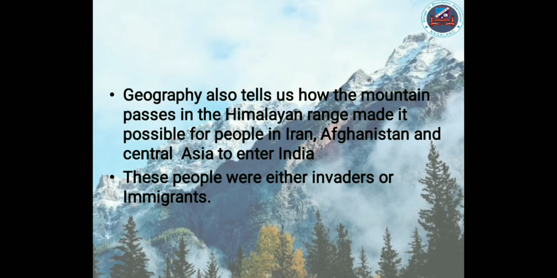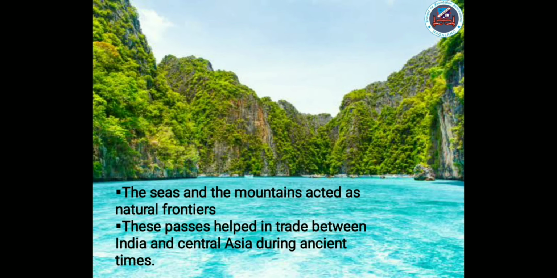Geography also tells us how the mountain passes in the Himalayan range made it possible for people in Iran, Afghanistan, and Central Asia to enter India. These people were either invaders or immigrants. The seas and the mountains acted as natural frontiers. These passes helped in trade between India and Central Asia during ancient times. All of these points collectively prove that geography was very helpful in recreating the past.